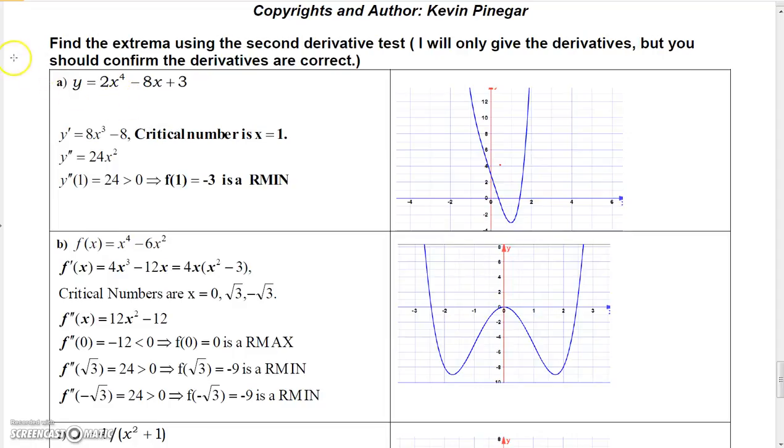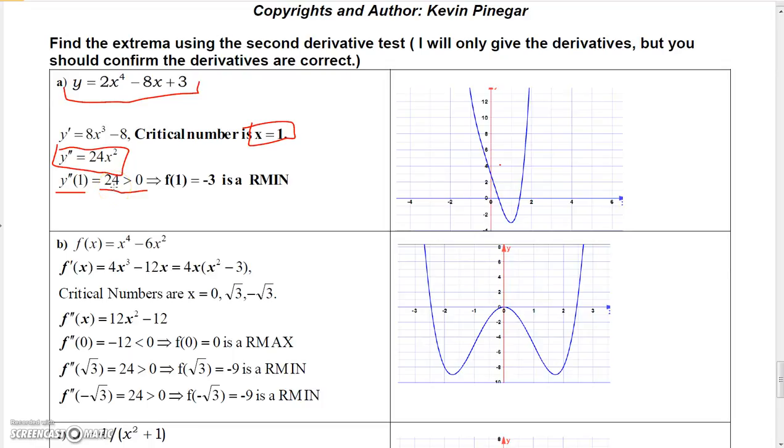Okay, let's do another one here. For this function, the first derivative is 8x cubed minus 8, and if you set that equal to 0, you get a critical number of x equals 1. The second derivative is 24x squared. I only got one critical number to check, and that's 1. So I'm going to plug 1 into the second derivative and check to see if I get a positive or negative number.